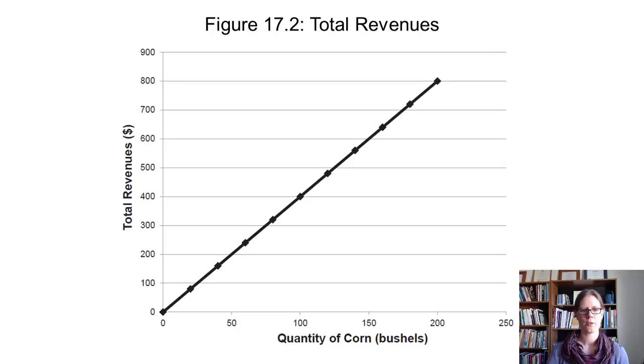Revenue is the total amount of money that producers earn from selling their product. Because perfectly competitive producers are price takers, they take the market price as given, their total revenue is just equal to the quantity that they sell times the market price. So here, in this example, it's equal to the quantity of bushels of corn sold times the price per bushel. So the total revenue curve is a straight upward sloping line that increases by the same amount for each additional bushel of corn that's sold.